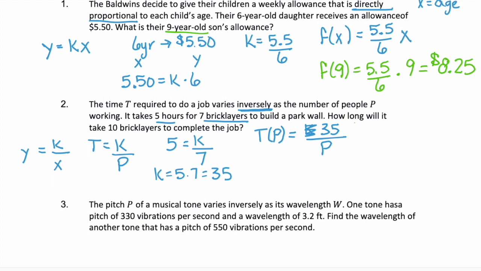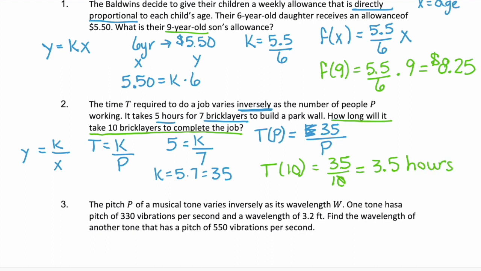Now we can look at the last part. How long will it take 10 bricklayers to complete the job? Well, 10 bricklayers, that's the number of people, p. So we're finding t of 10, which is equal to 35 over 10, or 3.5, and t is measured in hours, so we know that it's going to take 3.5 hours for 10 bricklayers to finish the job.